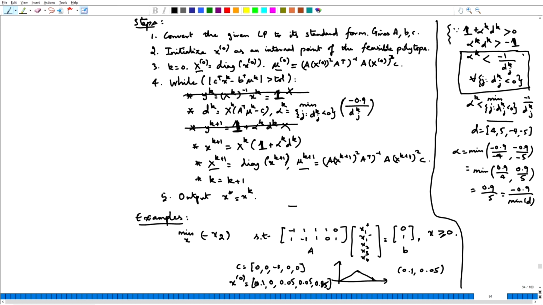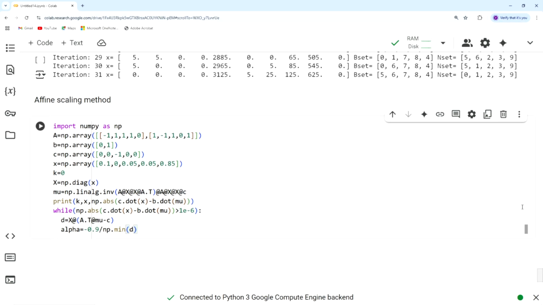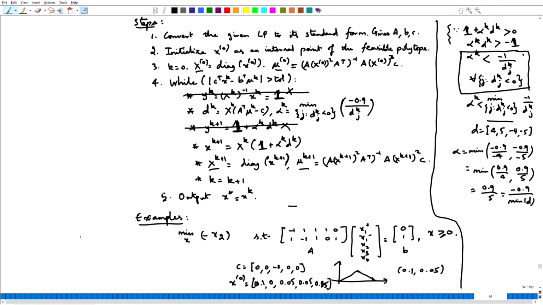Proving this is also not very difficult. It just involves positives and negatives. When you divide, you have to flip the inequality, either from less than to greater than or greater than to less than. So, I will leave it for you to work out. But nevertheless, both of these are the same. So, that is the reason I am writing it as alpha equal to minus 0.9 by minimum of d. Okay. So, I have got this dk and alpha k done.